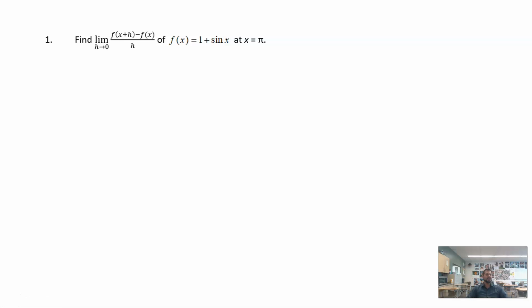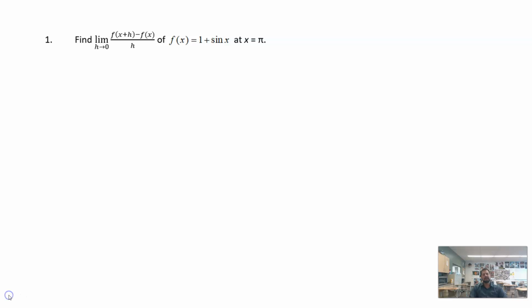So here's the first question. This says, find the limit as h approaches 0 of f of x plus h minus f of x all over h, for f of x equals 1 plus sine of x at x equals pi. Now, you'll notice that we look at this and you see the limit as h approaches 0.